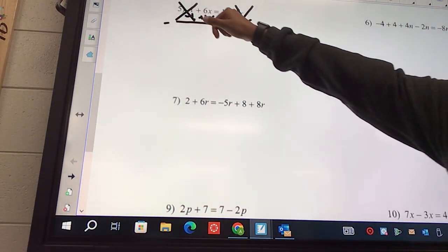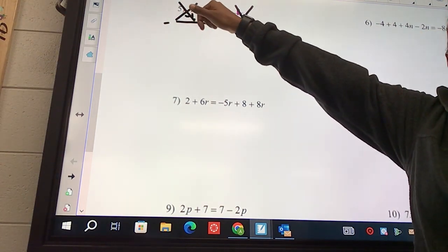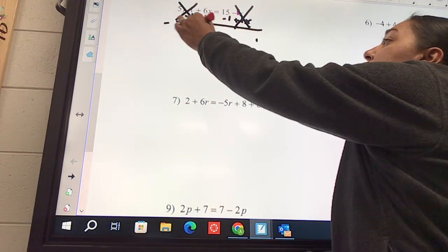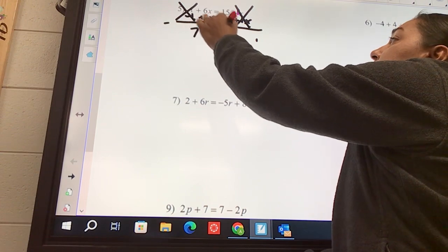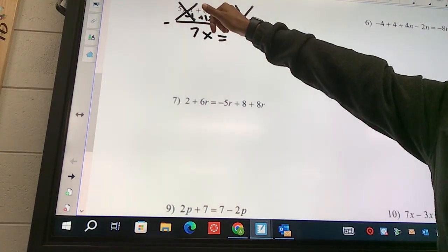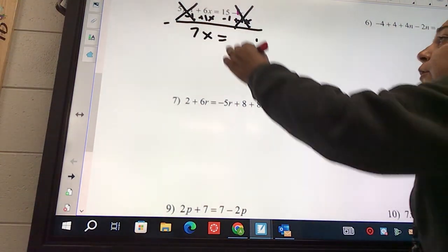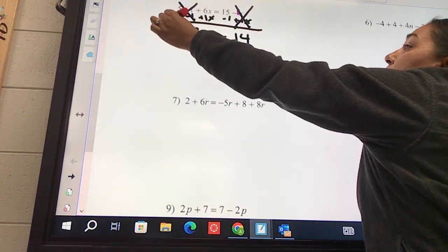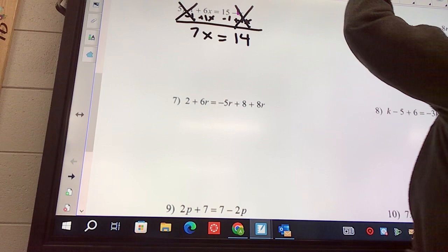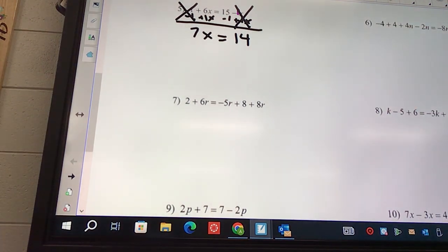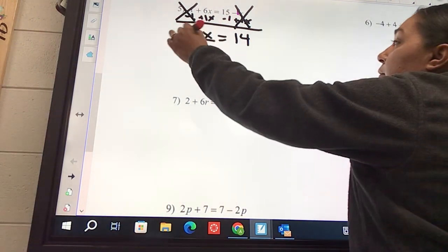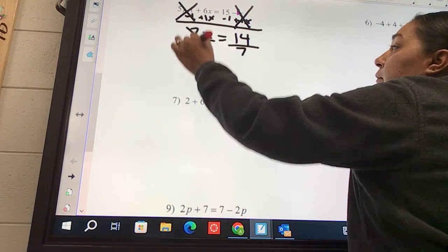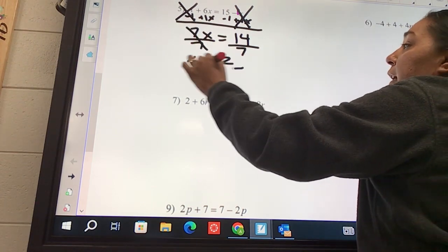Okay, so what is 6 plus 1? 7, so we're going to get 7x equals 15 minus 1. 14. Okay, now what? Divide by 7. Divide by 7. Okay, so we're going to get x equals 2.